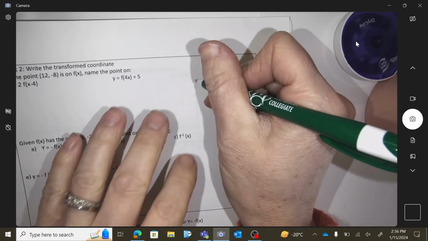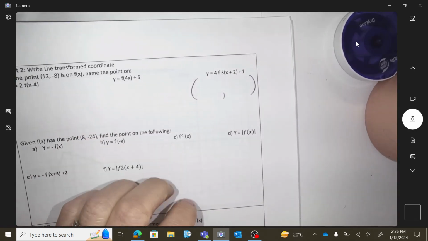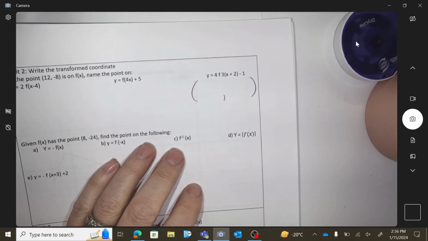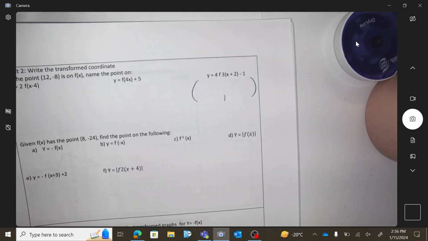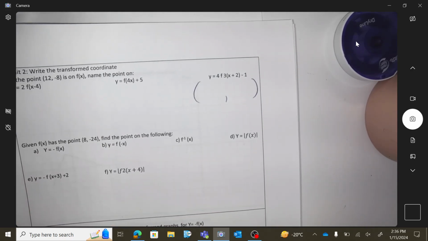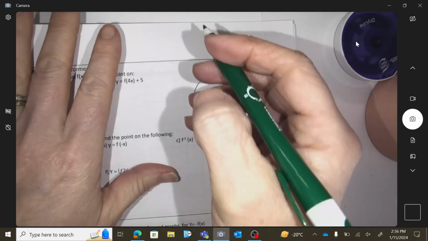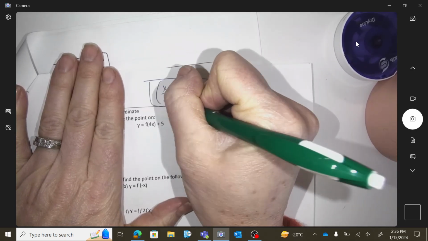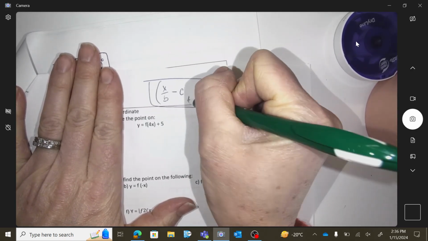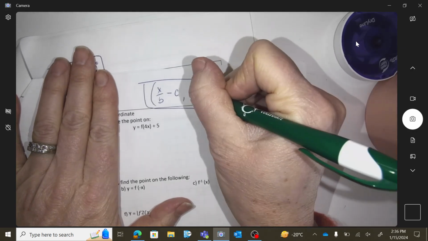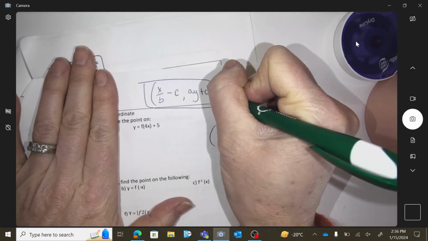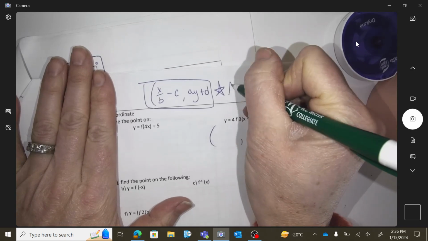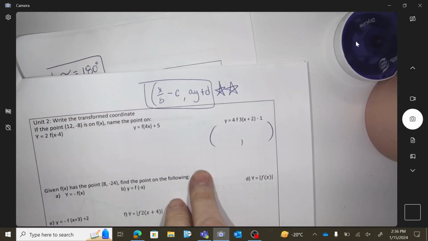Okay, write me your math equation. If you don't know this transformation equation, you're going to get lost on a lot of questions. This one has to be down pat. So what is the whole gist of it again? X over B minus C, AY plus D. Make sure that's in your brain because that's a lot of questions, right?